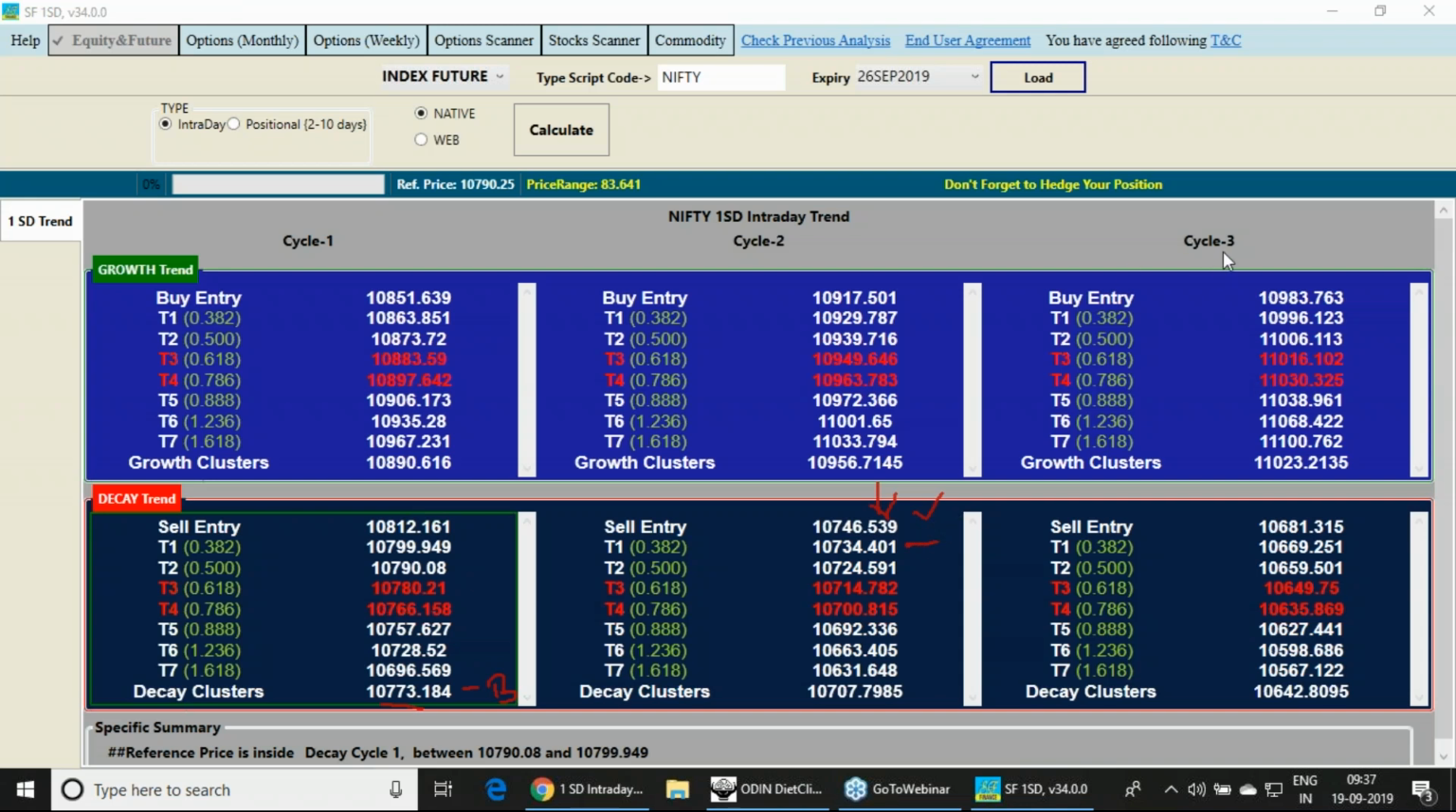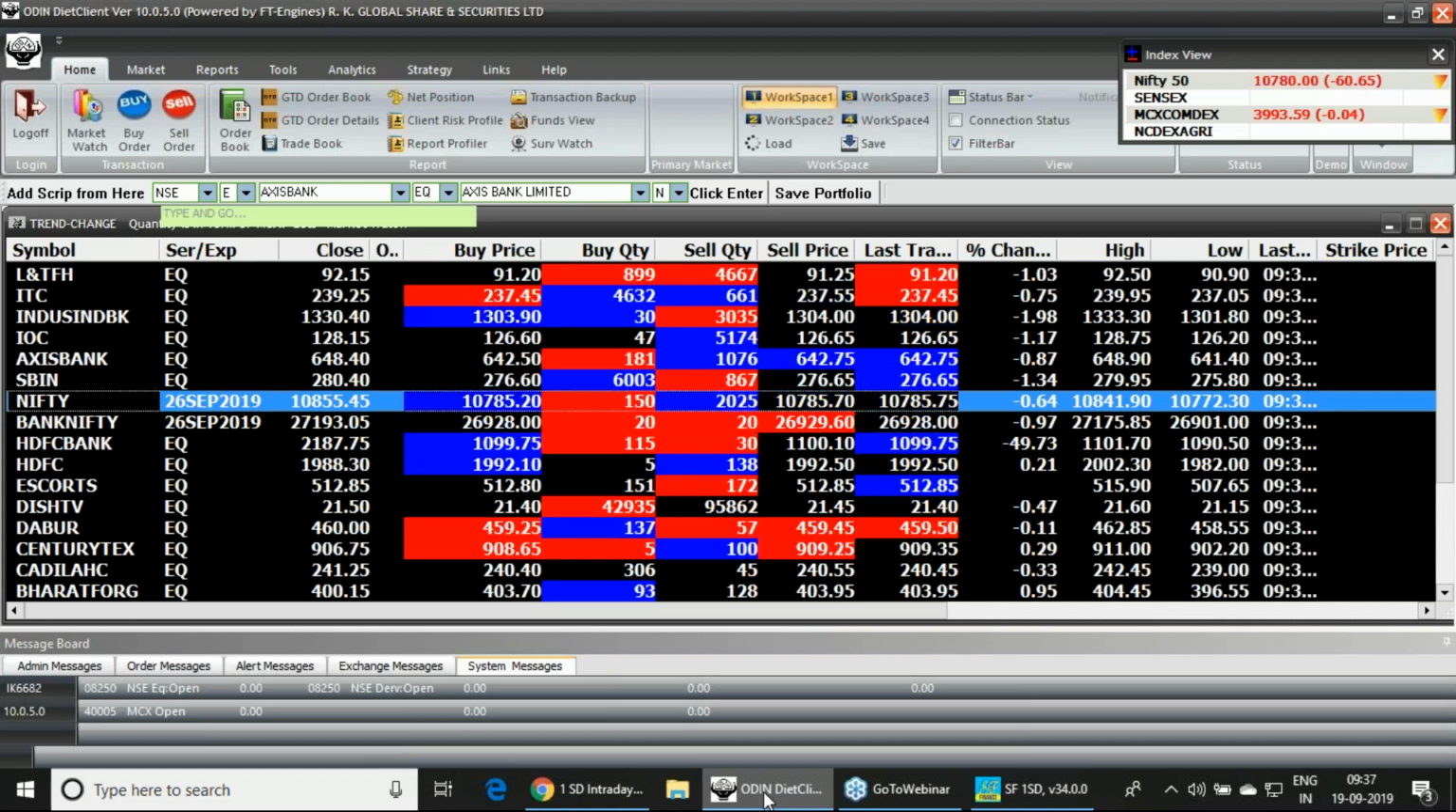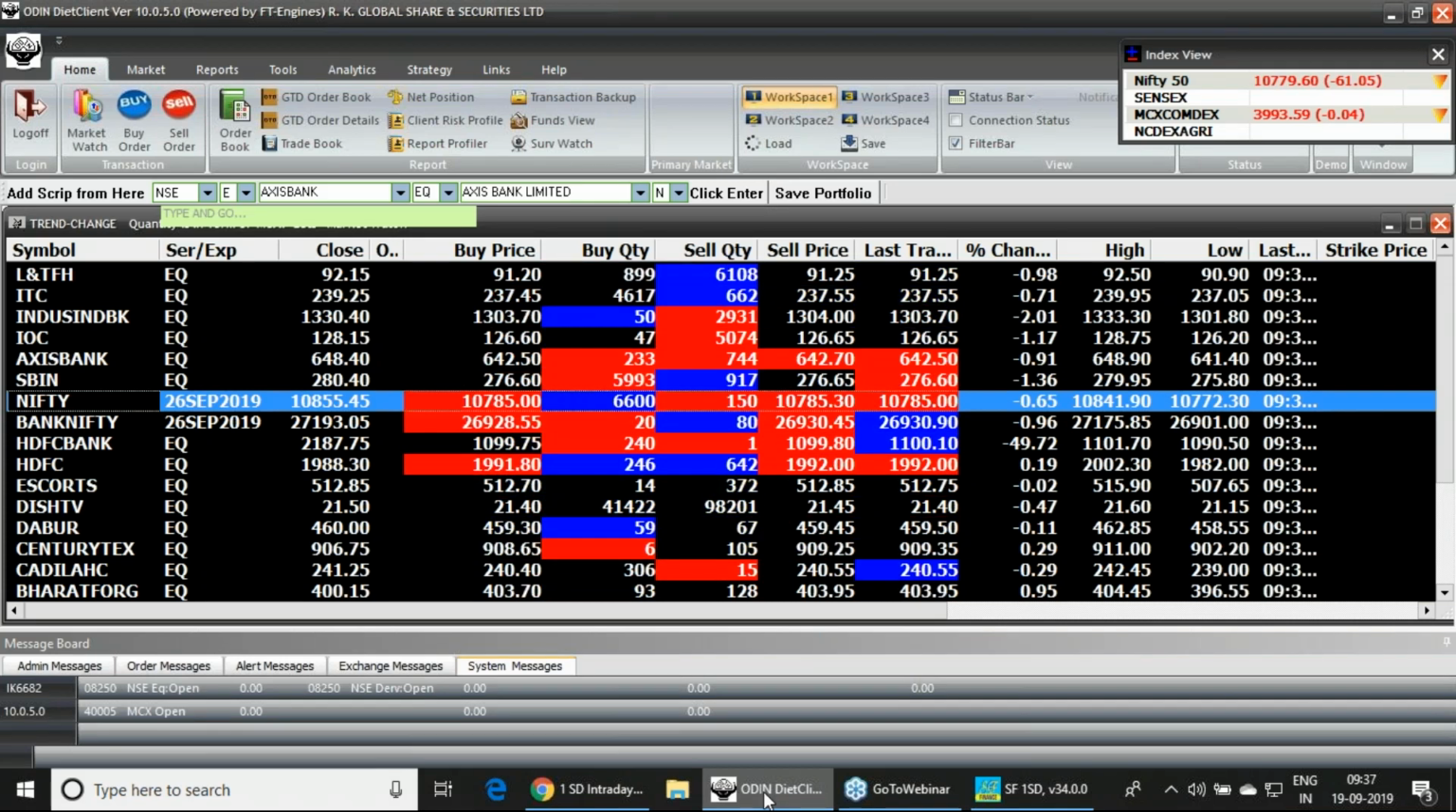So understand these things very carefully. As a trader, you will experience any kind of situation. You may be at the second cycle, you may be at the third cycle. You can't say that always I will be at the first cycle. So now go to the Bank Nifty analysis. Bank Nifty we are going to do the analysis.